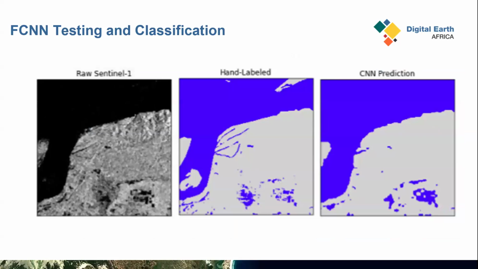So when we do the testing, this slide should have been before, so I can show you that this is what we're expecting. We have the raw imagery, we have the hand-labeled data, and the prediction to see how it compares. So this was just a mistake on my end, but I think I've already explained that.